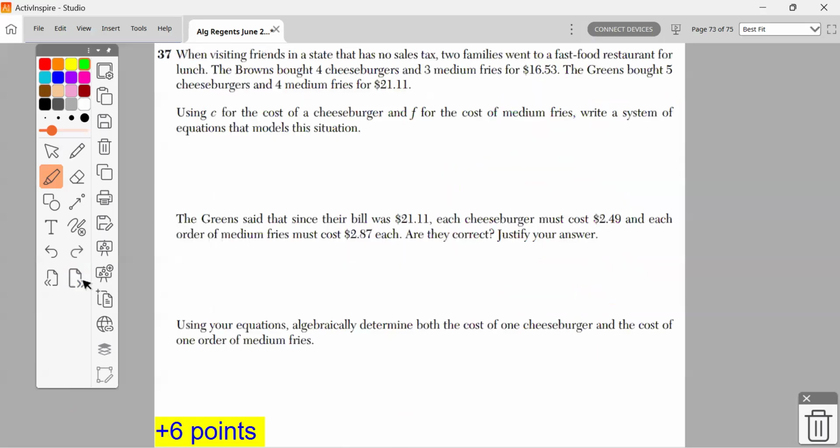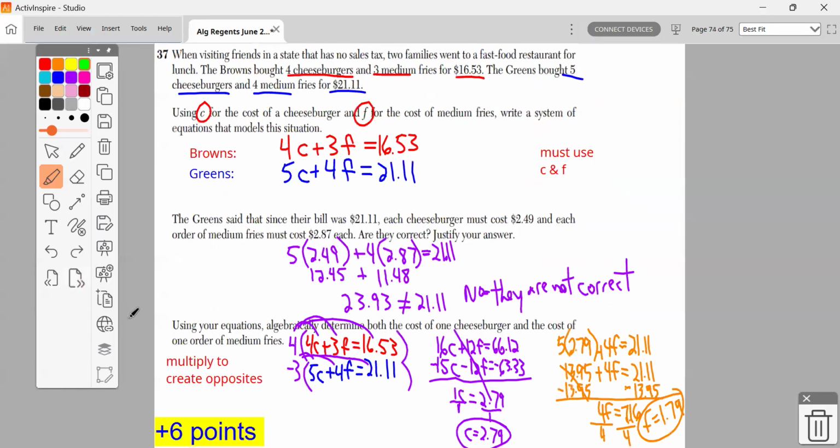In question number 37, this is our 6-pointer. We have Browns and Greens, and they are buying cheeseburgers and fries. 4 cheeseburgers and 3 fries equals 16.35. 5 cheeseburgers and 4 fries equals 21.11. Now, be careful. You must use the letters that they give you. You must use C and F.